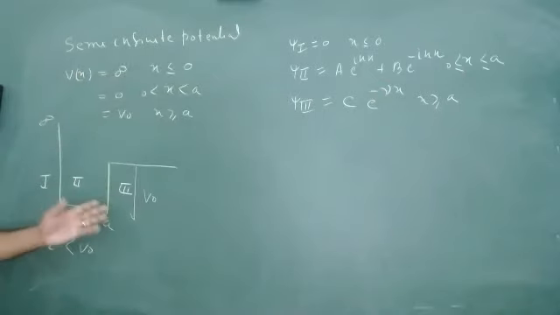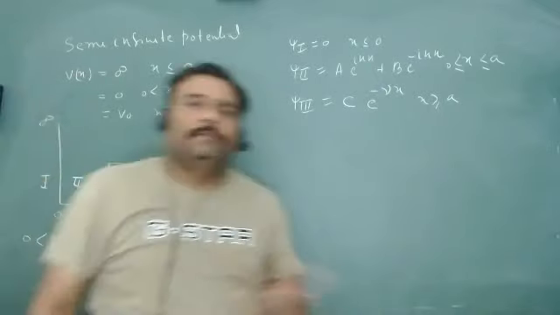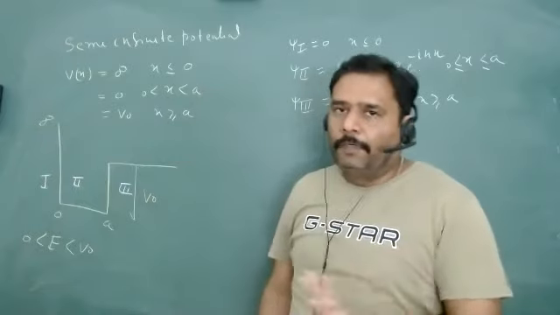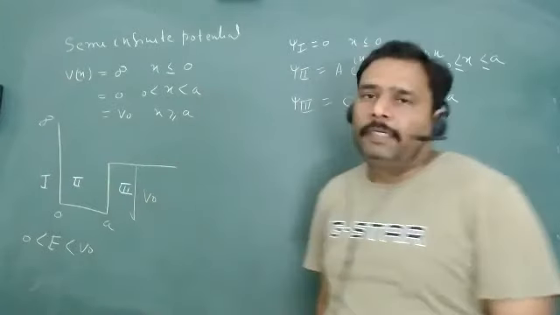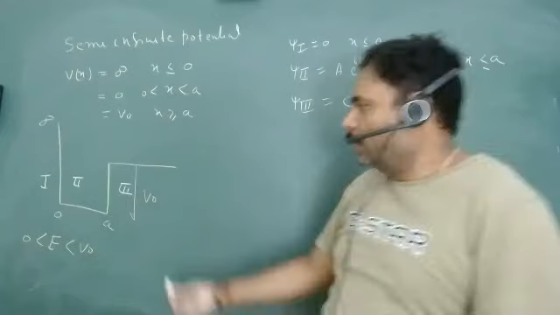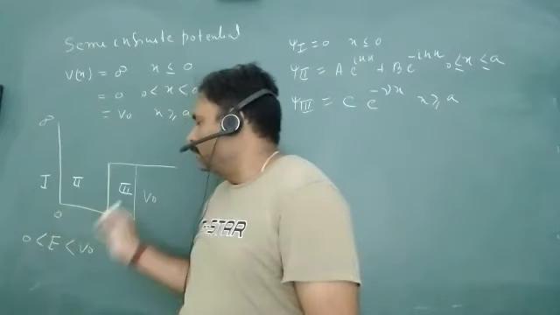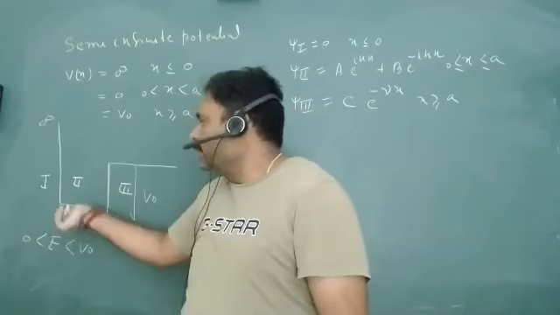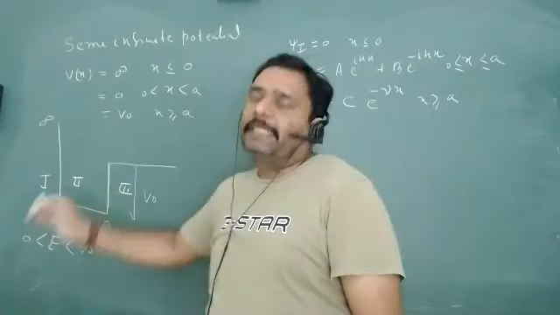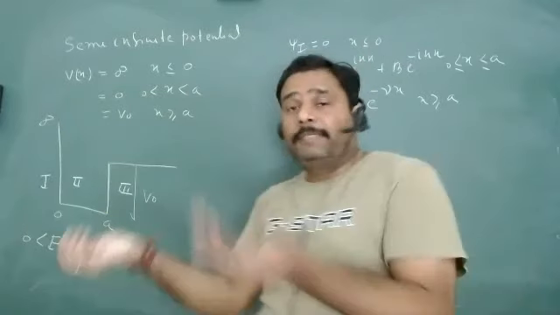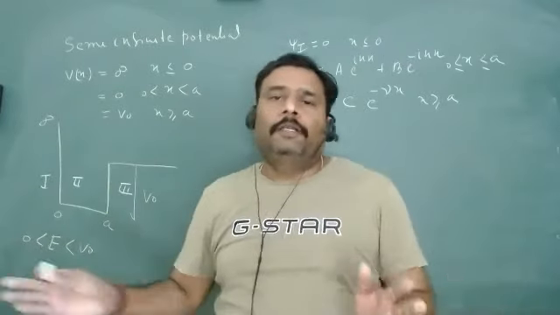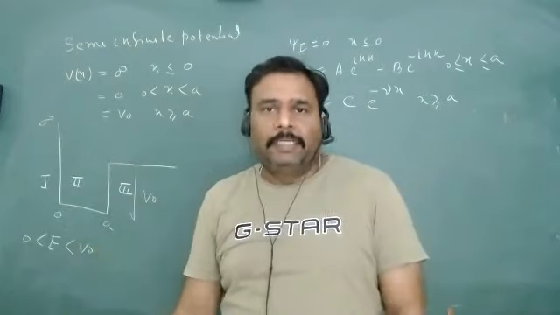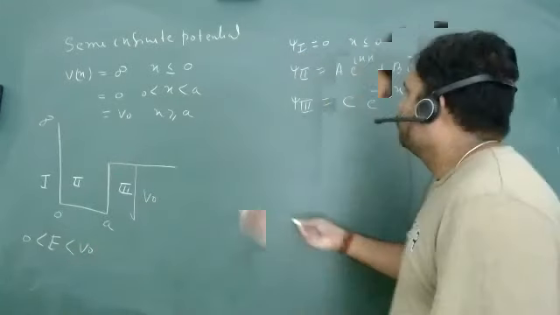Should we care about parity here? No, because you have to care about parity when the potential is symmetric about some origin. So this is not symmetric, you can see. What we have to do is take the boundary conditions at x equal to 0 as well as x equal to a. In the last problem, we didn't care for both boundaries because the potentials were symmetric.